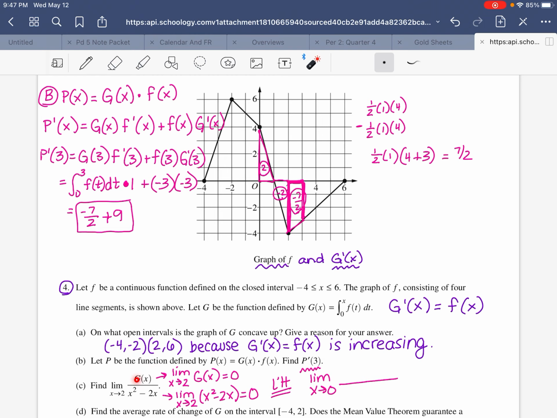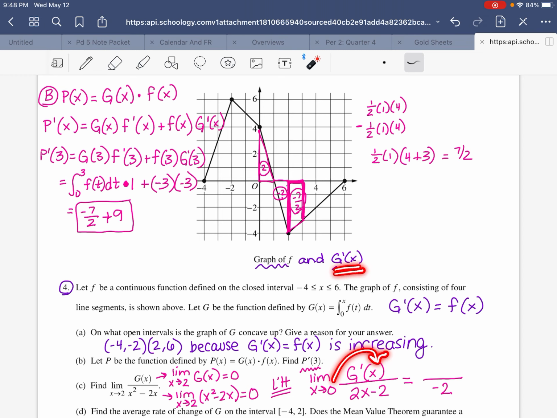And I take the derivative of the numerator and the derivative of the denominator separately and write them here. So the derivative of the numerator is g prime of x. The derivative of the denominator is 2x minus 2. And then I'm going to substitute in. If I substitute 0 into the denominator, I have -2. And if I substitute 0 in here, this is g prime of 0.